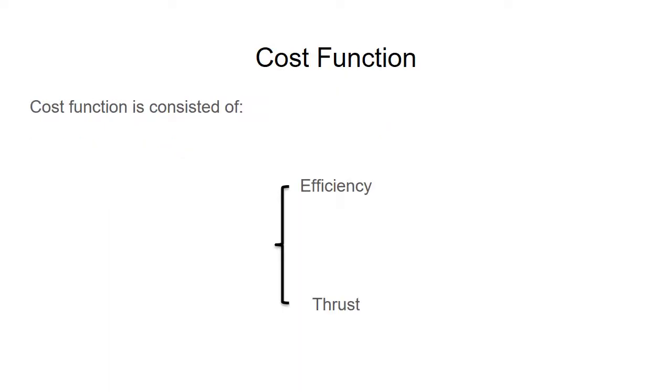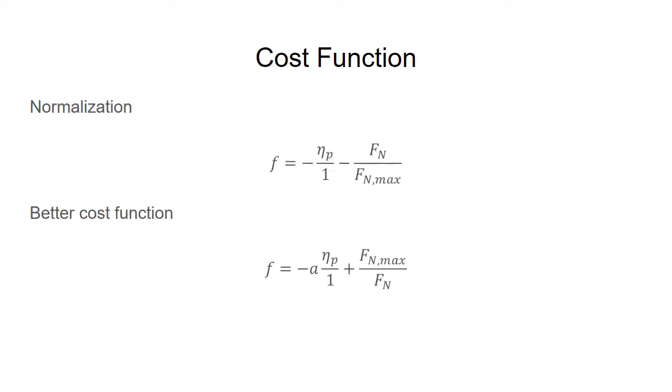The most important part of my optimization project is to construct the cost function. In my project, there's a multi-criterion process, so I have to maximize both efficiency and the thrust. Firstly, I normalize both of the criterions, and then I construct a better cost function by reversing one of them.